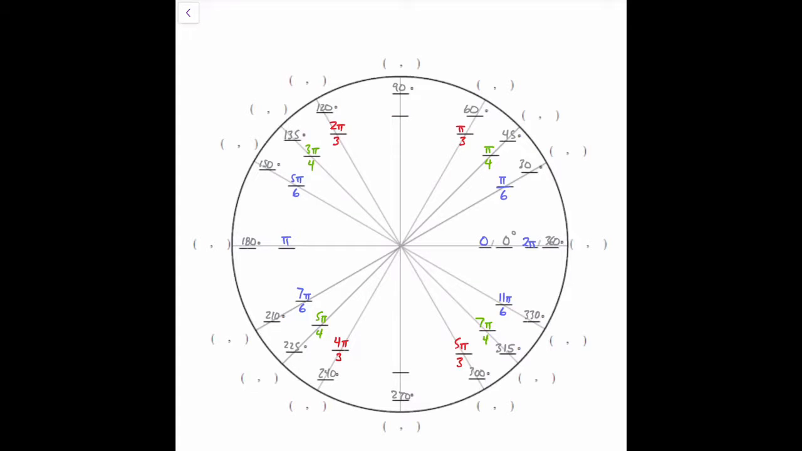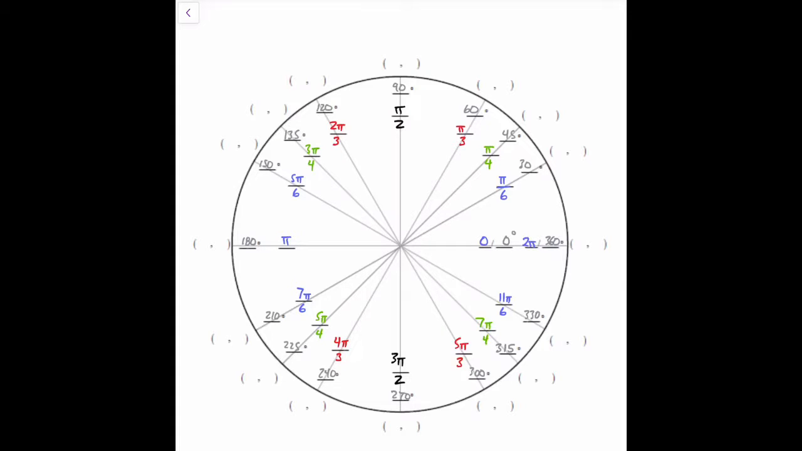And now we're dealing with pi over 2, which is 90. So I can just label that pi over 2, and then I know pi is 2 pi over 2. So then down at 270 is 3 pi over 2. And now I've got all the angles in radians, and now I just have to start putting in the coordinates.